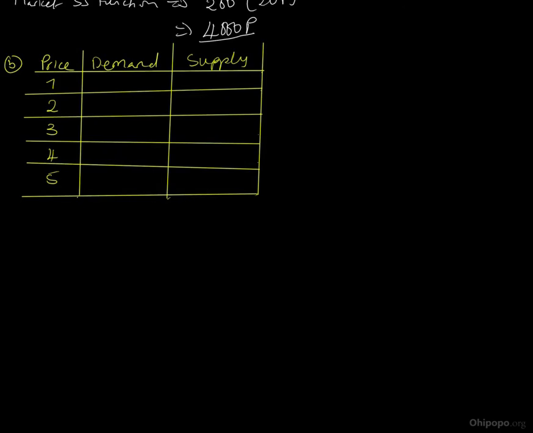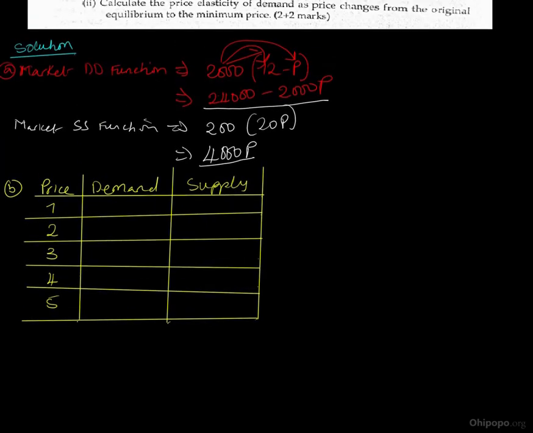Okay, now let's go back to our market demand. The market demand function is 24,000 minus 2,000 P. Let's work with the demand. 24,000 minus 2,000 P. Look up, please. Please follow me carefully. The P here stands for what? Price. The P here stands for price. Now let us construct the demand schedule.